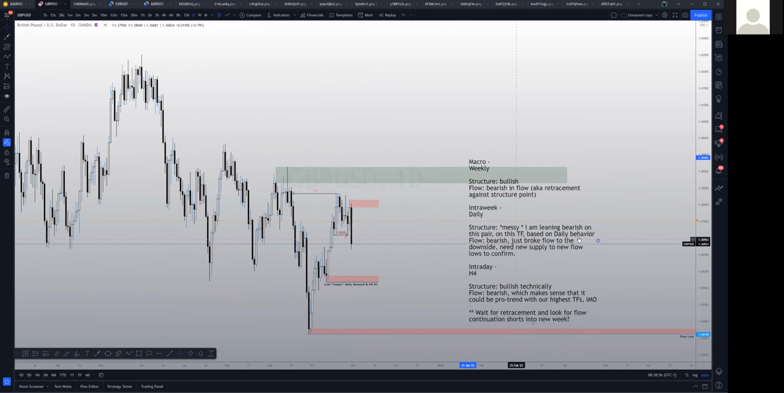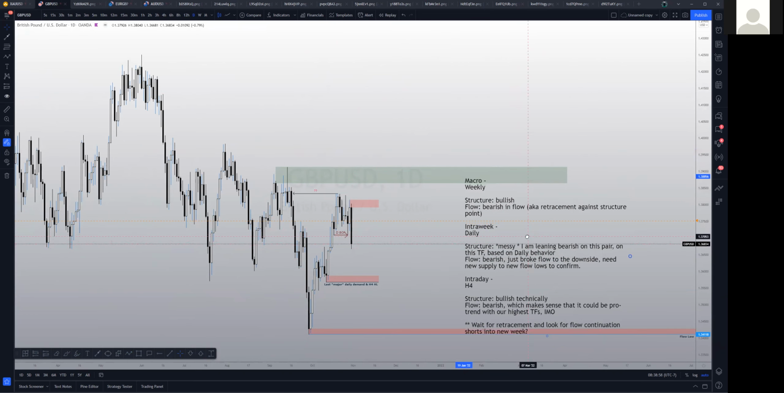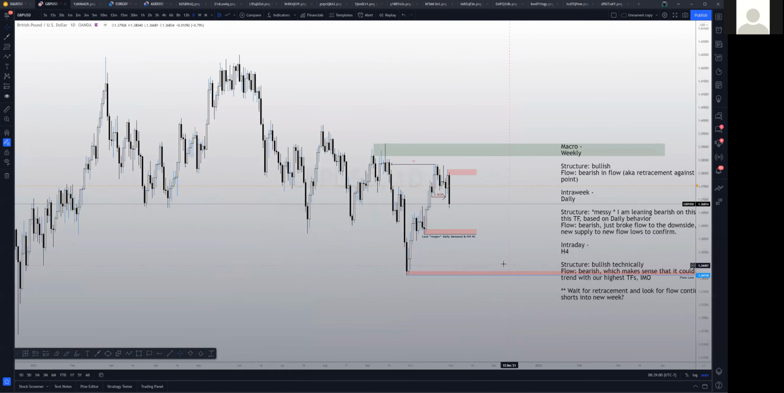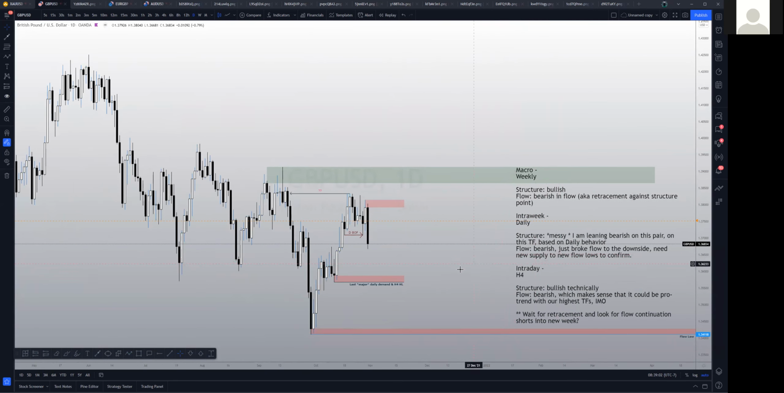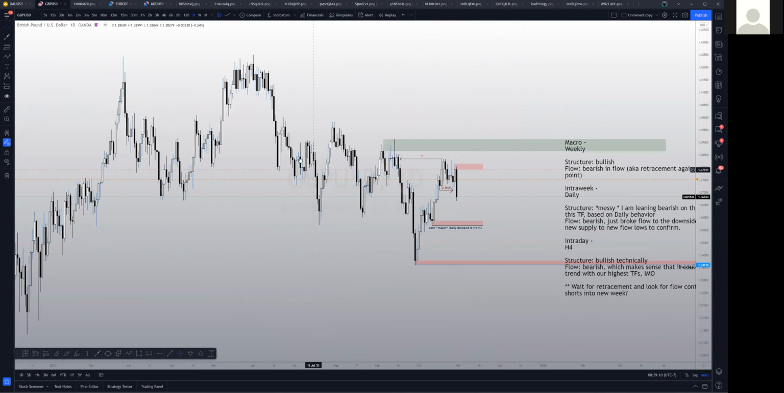GBPUSD, one of my favorites. Again, I've got notes for you over here. Go ahead and read them if you feel so inclined. Another victim of Friday's price action. You can see that we have been in this big push to the downside on GBPUSD. Back here, we broke some structure and we really committed to the bearish send.